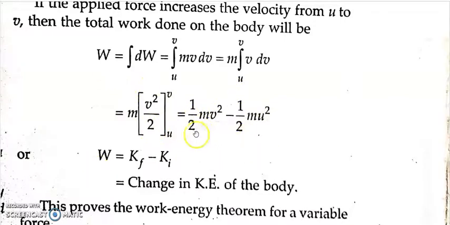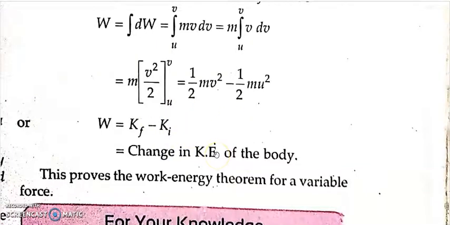And again, W can be written as final kinetic energy minus initial kinetic energy. So again, we can prove the work energy theorem for variable force.